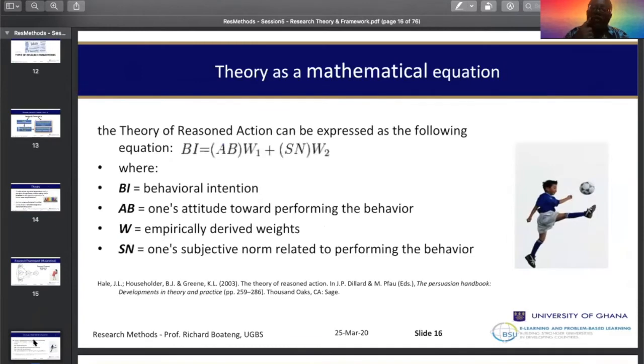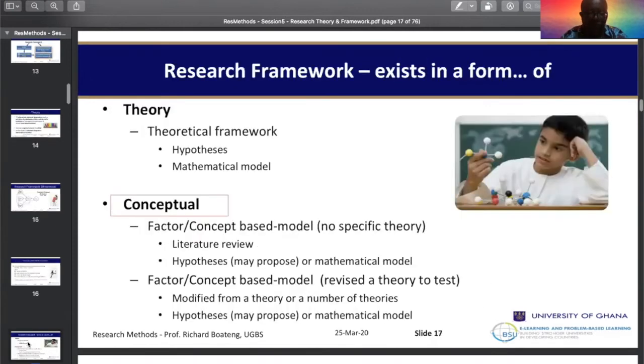Now, the theory of planned behavior was actually developed out of the theory of reasoned action, which postulates that behavioral intention is a function of a person's attitude and a person's subjective norm. That was a mathematical equation. You can see it being written there. So sometimes theories can build upon other theories, which we'll talk about later.